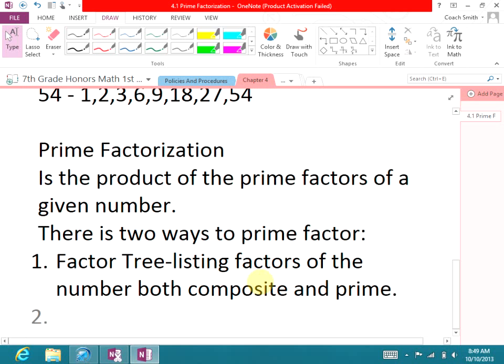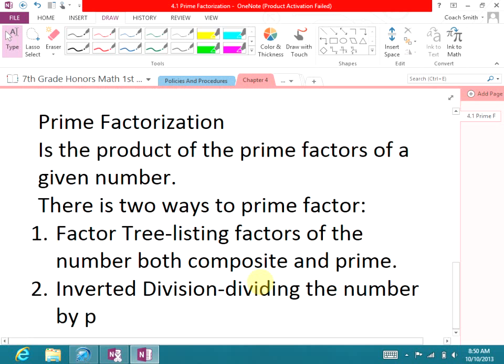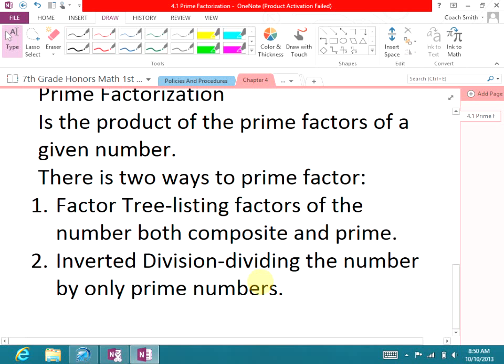Number 2 is inverted division. In inverted division, you're dividing the number by only prime numbers. Okay? So, let's look at those two.